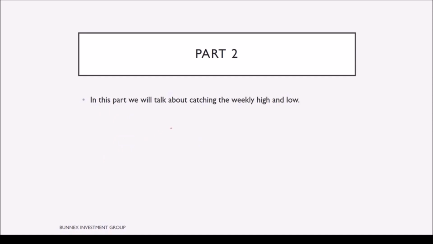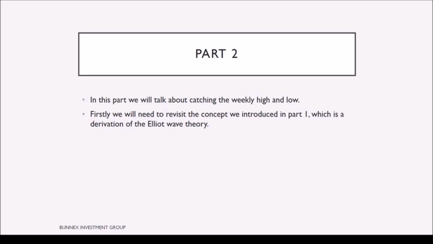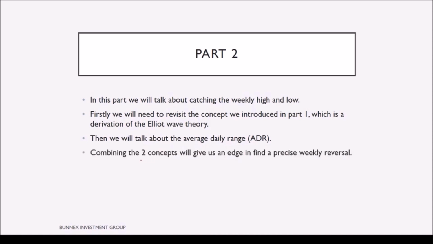So we'll talk about catching the highest point or the highest price that can be reached within the cycle. Firstly, we'll need to revisit the concept we introduced in part 1, which is a derivation of the Elliott wave theory. Then we'll talk about the average daily range. Combining these two concepts will give us an edge in finding a precise weekly reversal.